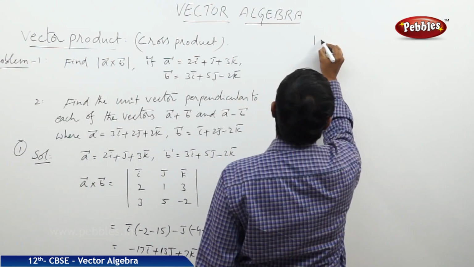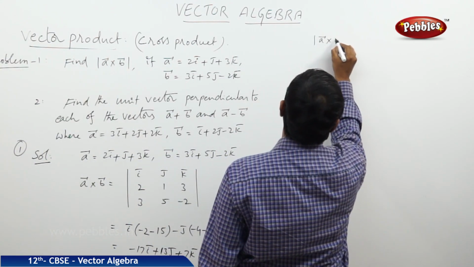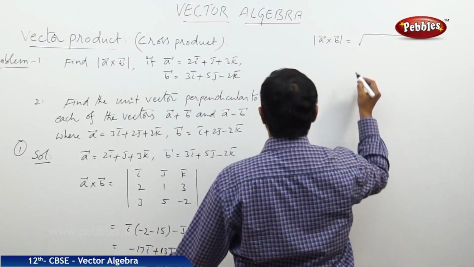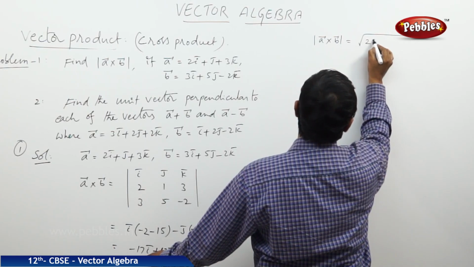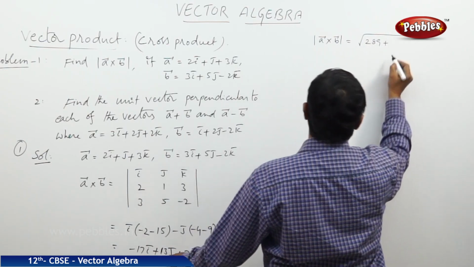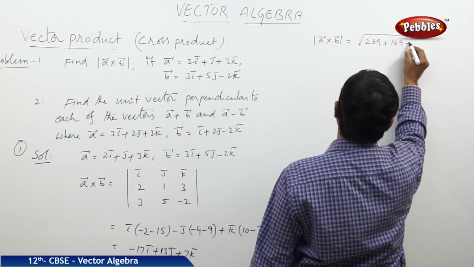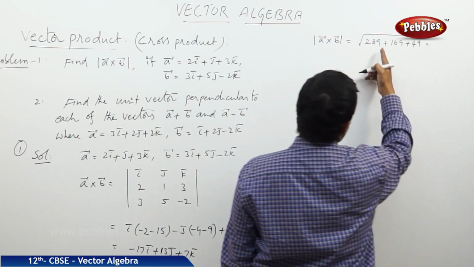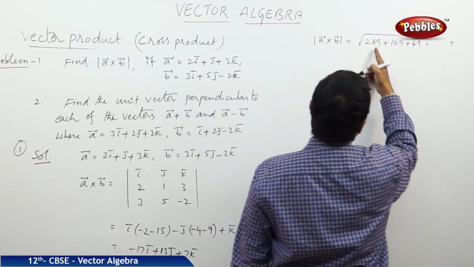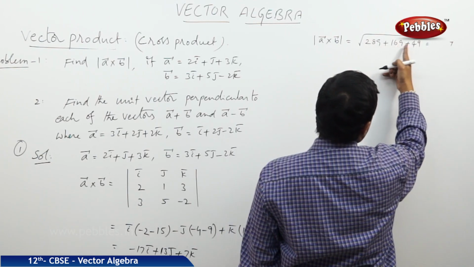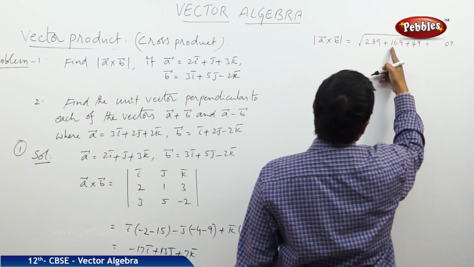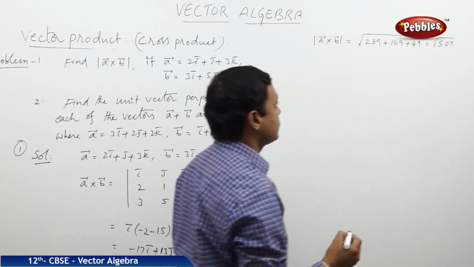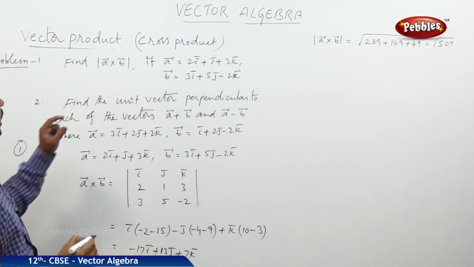Now let us find the magnitude of this vector. The magnitude is equal to root over minus 17 square, 289, plus 13 square, 169, plus 7 square, 49. So it is root 507. That is the magnitude of A cross B.